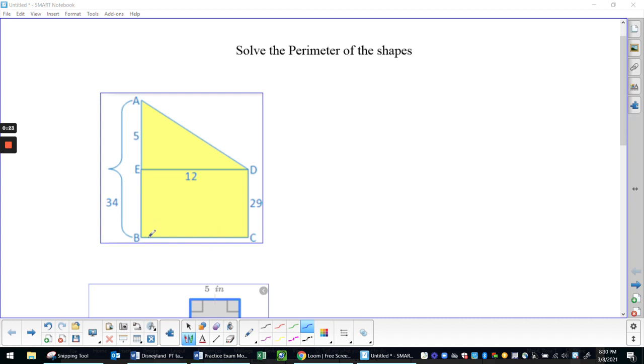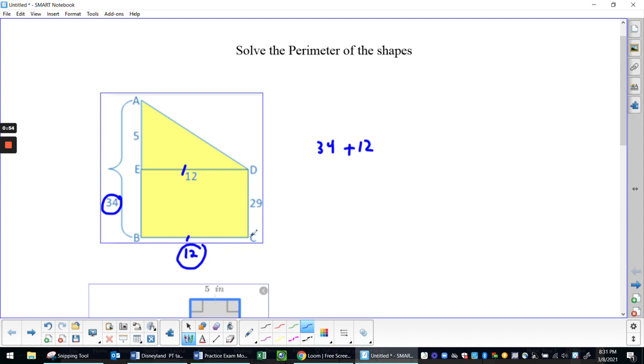As you can see, if you're solving for the perimeter of this shape, you want to know the lengths of each side. So here you're given one length, right? This is 34, so we have this. And then this length from B to C, we don't have it, but we know that this is a rectangle, and opposite sides have the same measurement, so it has to be 12 from B to C. So we add 12 to that, so that's done.